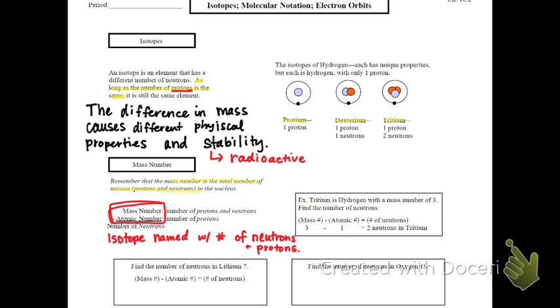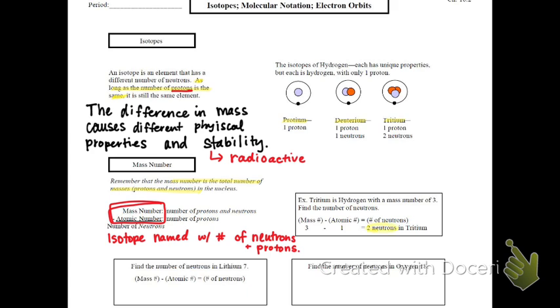So if we're looking at this first example, tritium is hydrogen with a mass of 3. So they did this one for you. The mass was 3 minus hydrogen is the first thing on our list. Does everybody still have your periodic tables? We're gonna need those. So hydrogen 3 will be the mass minus our atomic number is 1. So that tells us that there are 2 neutrons in tritium.